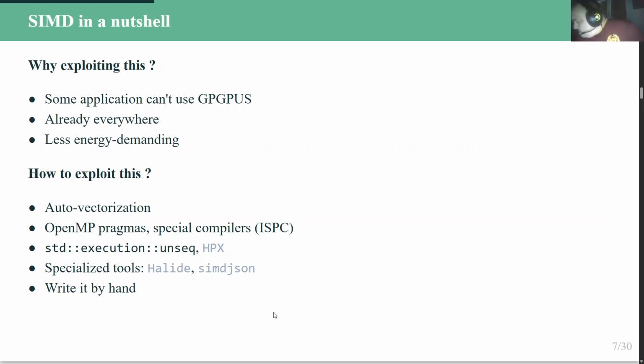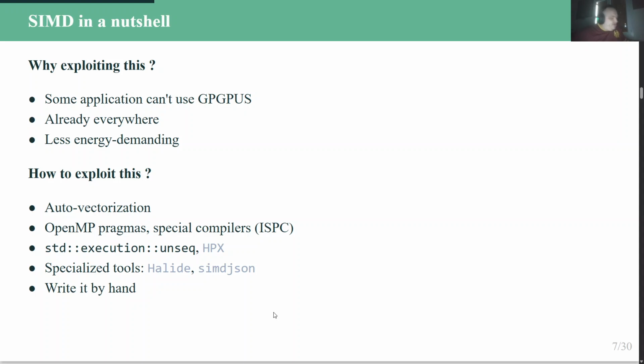So you see that you can exploit SIMD instruction sets by trying to auto-vectorize manually. You can use OpenMP 4 pragmas. You have special compilers like ISPC that can do the job for you. There are some libraries that wrap standard-looking algorithms. You have std::execution that does some, HPX also does some, or you can use specialized tools. If you do image processing, maybe have a look at Halide, which provides you a domain-specific language that takes care of this vectorization, among other things.